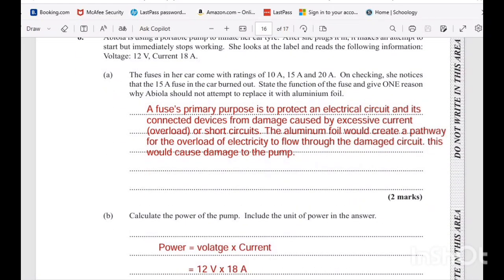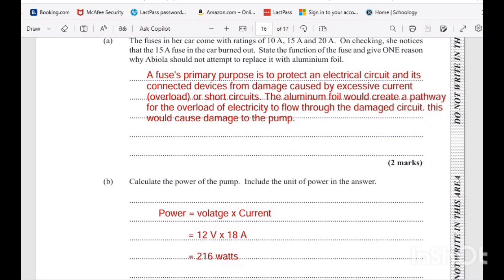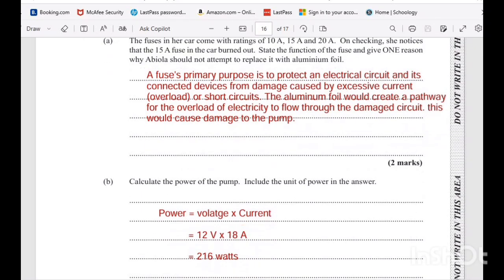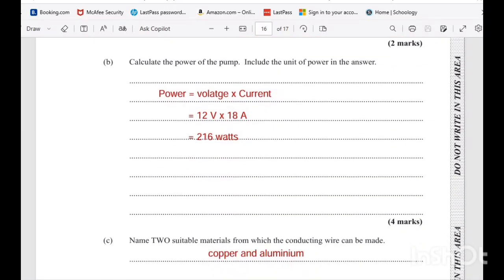All right. Part B says calculate the power of the pump. Power is equal to voltage times current. Current is represented by A, which is ampere. Voltage represented by V, volts. And in the question, it says 12V and the current is 18A. So it says calculate the power of the pump. All we do is multiply V and A. 12V times 18A, which gives us 216. And the unit of power is the watt, and the question says you must include it in the answer. And that's for 4 marks, ladies and gentlemen.